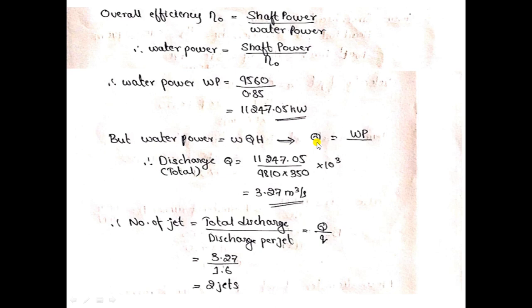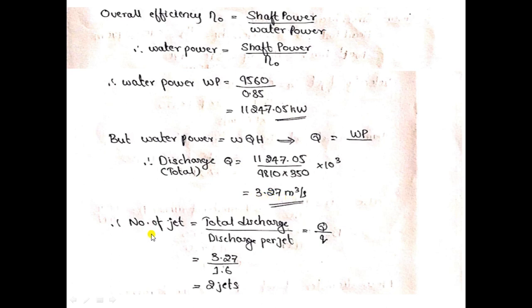Now the water power is given by the formula rho g Q H. Therefore Q is equal to water power divided by rho g H. Actually, I need to mention here rho g H. So discharge capital Q, if I substitute and simplify, I will get it as 3.27 meter cube per second.